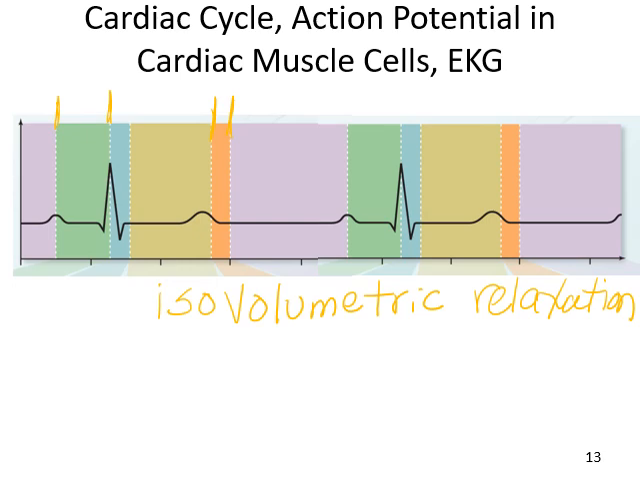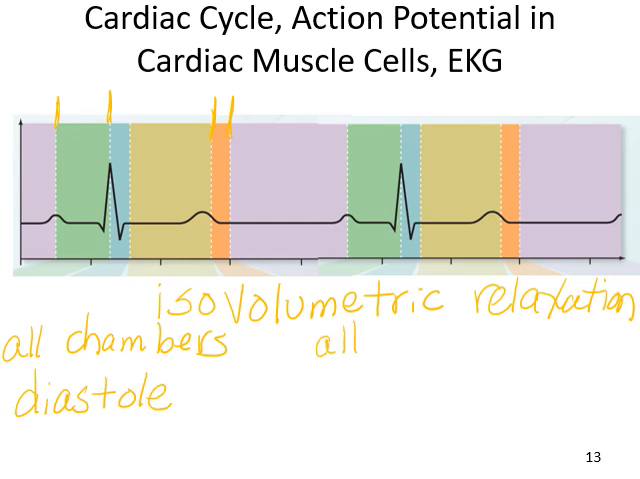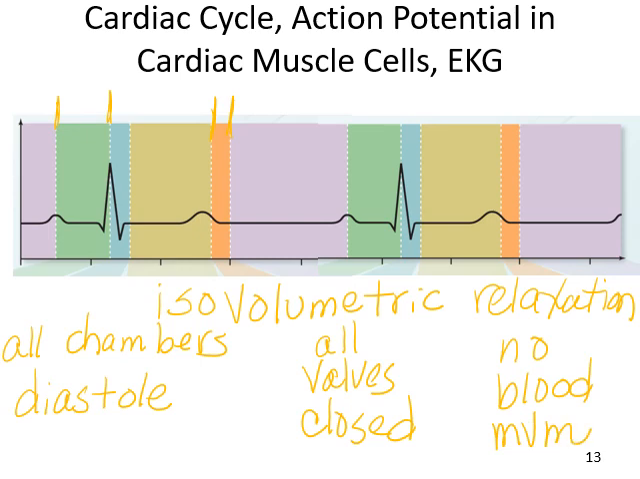Okay, isovolumetric relaxation. All chambers are relaxed, or they're in diastole. All our valves are closed because we haven't built up enough blood in the atria to slam the AV valves open. But since the ventricles have relaxed, blood's back flowing from the big arteries, pushing those semilunar valves closed. So all our valves are closed, and then no movement of blood. That's a split second in time.